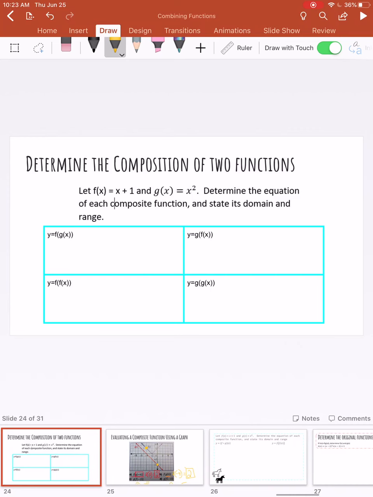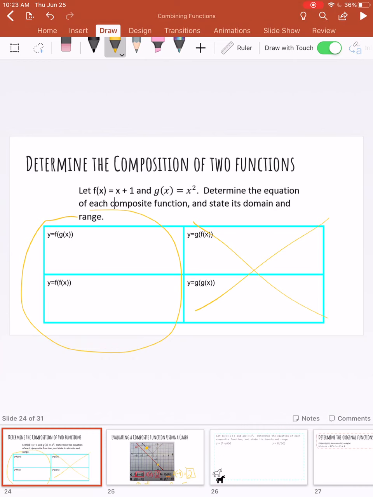All right, moving on. So my notes are kind of backwards here. All right, and I don't think I have all these examples, which is good. So we're just going to do this one and this one. So now we can determine the equation of each composite function and then state its domain and range.